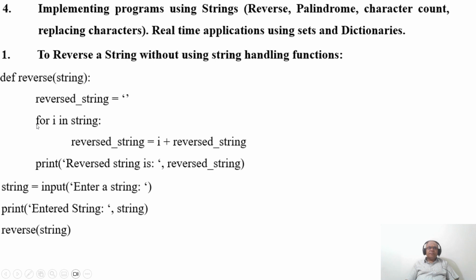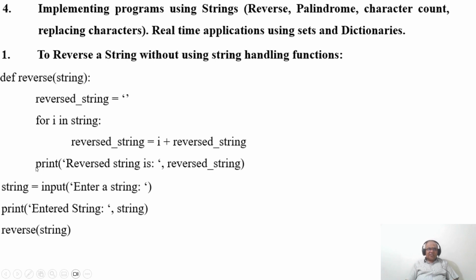Then again it goes back. For I in the string, you don't have any other character, therefore it comes out. The reverse string is what? Print that reverse string. What is that reverse string here? The reverse string is the value you have stored here, and that will be printed here. So NO is the reverse string, what we have got after reversing the string. Before reversing the string, it is ON. After that, it becomes NO. That is how we are able to reverse a string.